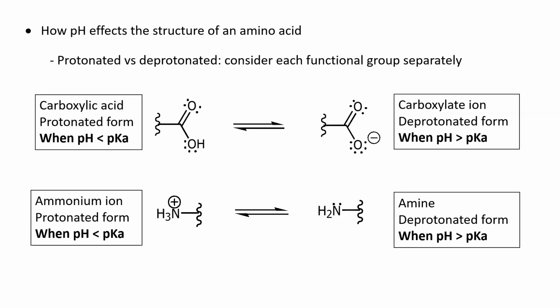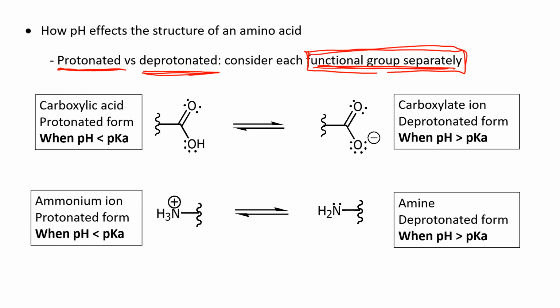All right, so before we can get into a particular example, we need to get some vocabulary out of the way. We need to be able to identify the protonated versus deprotonated form. When we do that, we're going to consider each functional group separately. Protonated means that the atom has the hydrogen. Deprotonated means that a hydrogen is lost. You need to know this for each of the functional groups.